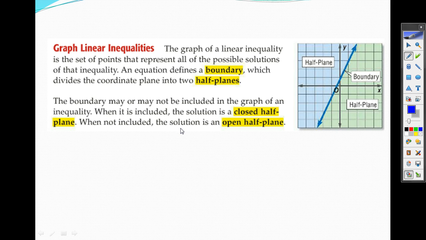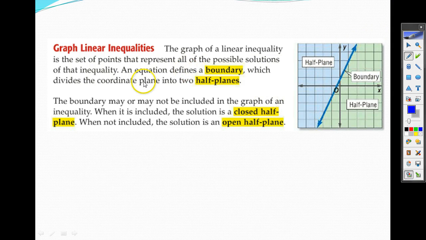Graph linear inequalities. The graph of a linear inequality is a set of points that represent all of the possible solutions of that inequality. So basically, you have y equals mx plus b that we're used to. It's going to be that kind of line, but instead it's going to be shaded. Depending on if it's greater or less than, or greater or equal to, or less or equal to, there's going to be part of this graph that's shaded.